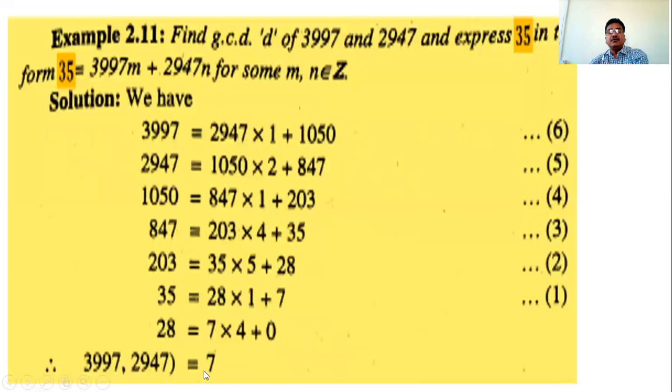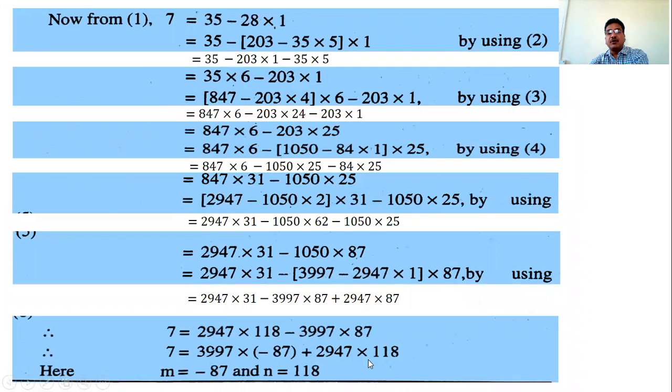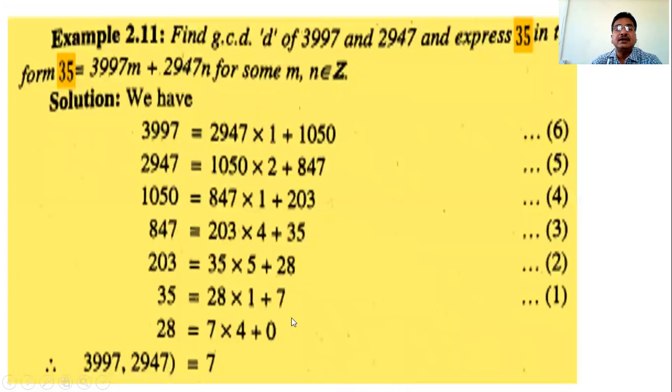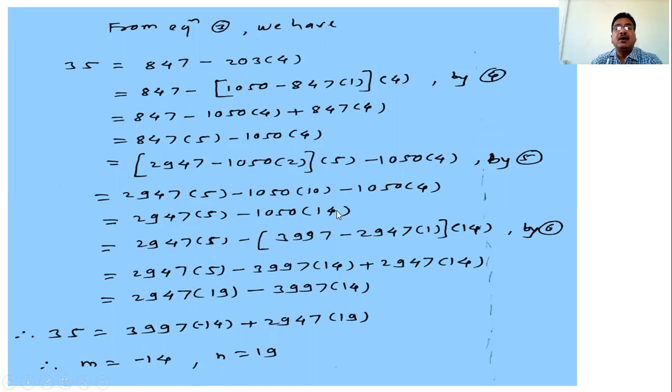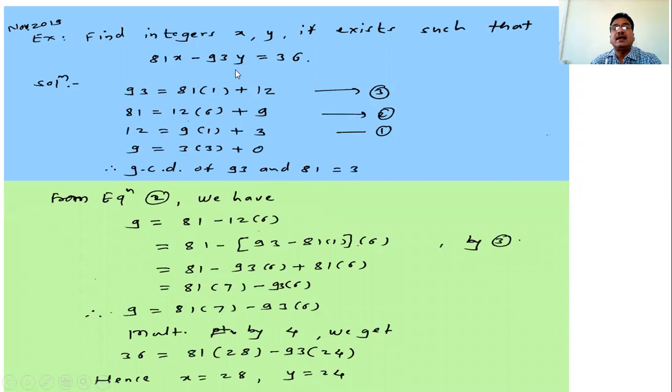Or we express 7 in this form and multiply by 5, then this number into 5 is m, and this number 118 into 5 is n. So this is another procedure. This is the example, right?